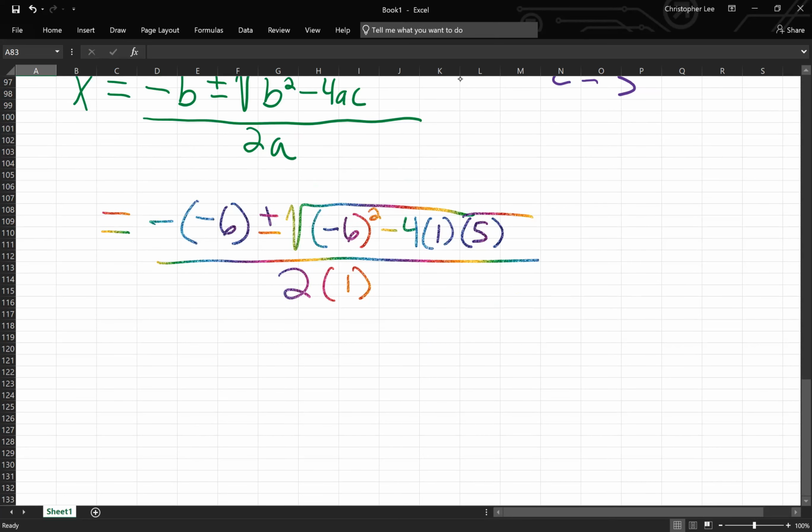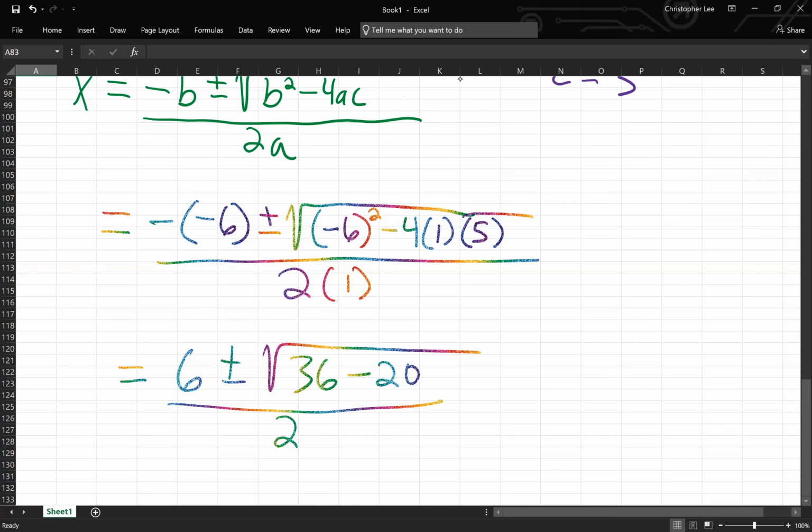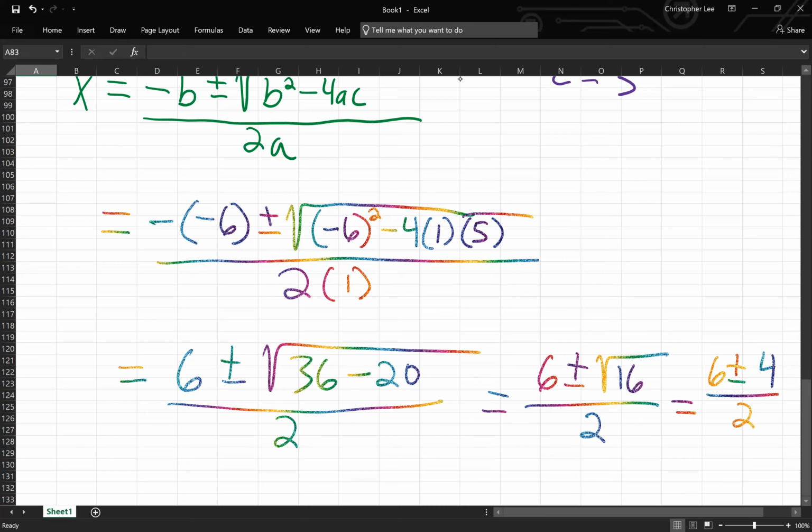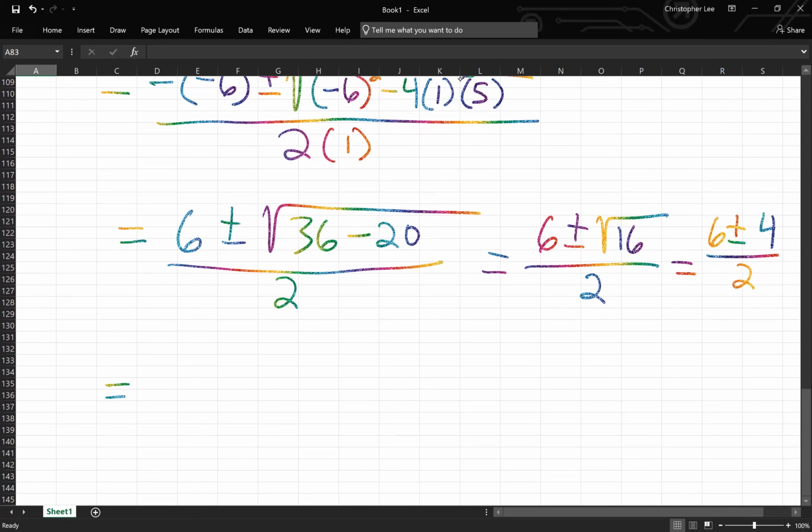And then we just do the math. Negative times negative is positive, right? So this is 6 plus or minus the square root. What's that? 36 minus, I think, 20, something like that. All divided by 2. Let's keep that going. This is going to be what? 6 plus or minus square root 16 over 2. And square root of 16 is what again? 4, right? So this is just 6 plus or minus 4 over 2. Can't beat that, right? We could divide out the 2, make our lives a little bit simpler. This is going to simply be what? 3 plus or minus 2, right?